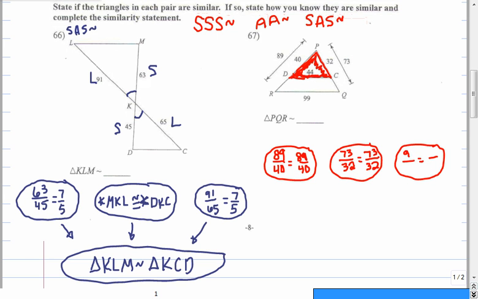We've got 99 over 44. What does that reduce to? 9 over 4. Wait, yeah, divided by 11. It's 9 over 4. So, none of these are the same, actually. Once you know that they're not all three the same, we know that the two triangles are not what? Similar. They're not similar.